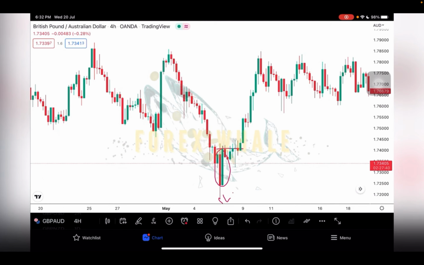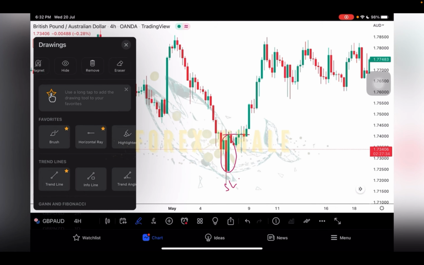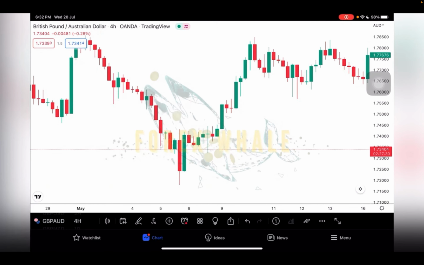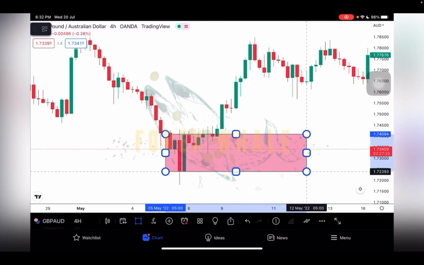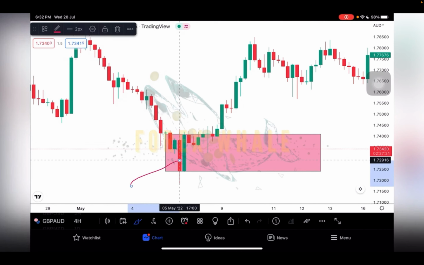You can also wait. Once you see the formation of a bullish candlestick, what you can do is just wait for the retest around that zone. Some people will just do this. I'll show you again. I'll draw a zone for this bullish engulfing.